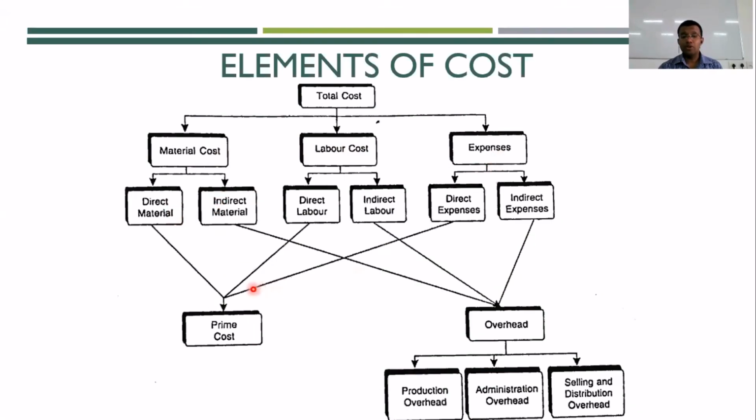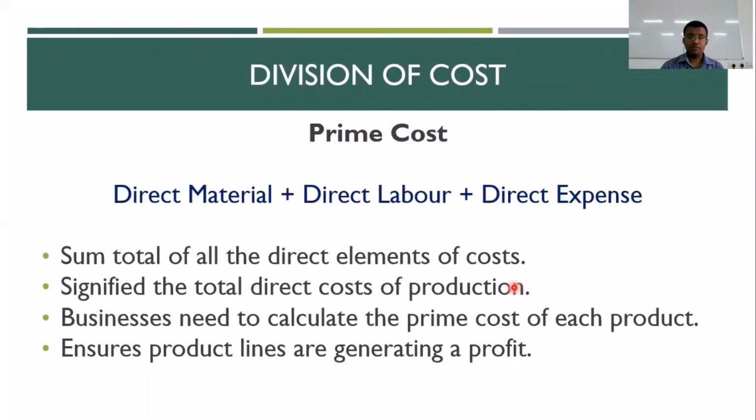You add up all the direct components together, you get prime cost. If you end up adding all the indirect components, you get the overhead. Again, overhead, you have three: production overhead, admin overhead, selling and distribution overhead. Then we touched upon division of cost. We saw that we have prime cost. Prime cost refers to the sum total of all your direct elements of cost.